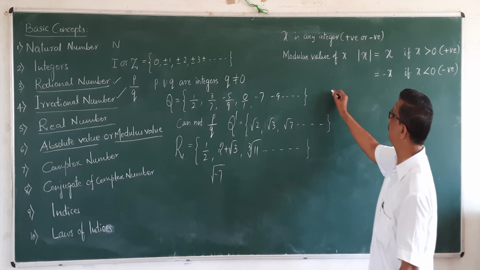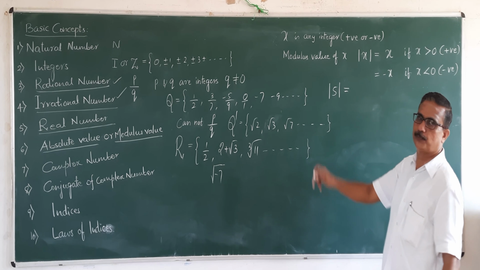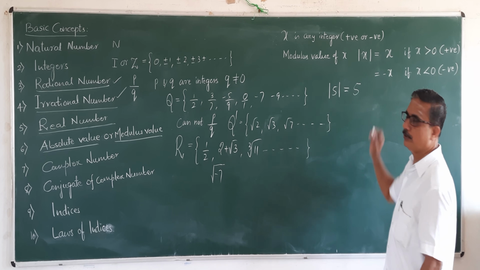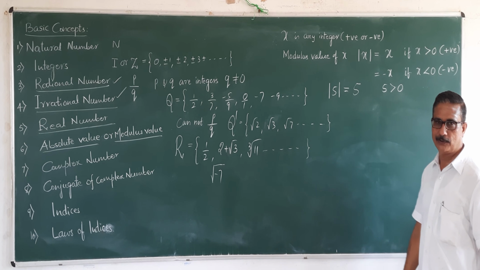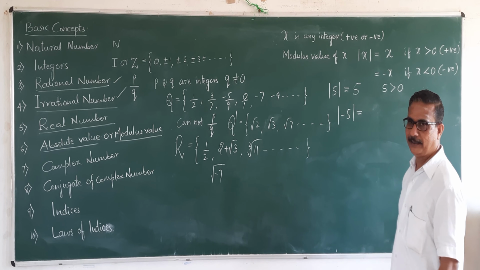Now if you take one simple example, for example, modulus of 5. Is 5 a positive number or a negative number? It is a positive number. However, the value is 5 itself because 5 is more than 0. Whereas modulus of minus 5, what happens?